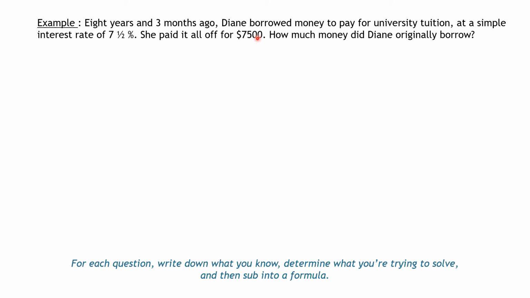For each question, always write down what you know, determine what you're trying to solve, and then sub into a formula. So write down what you know. So we know, first of all, from the first piece, we're going to talk about 8 years and 3 months ago. Now, those are two different terms, years and months.